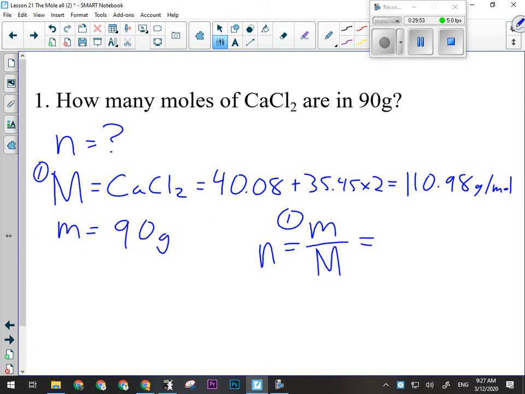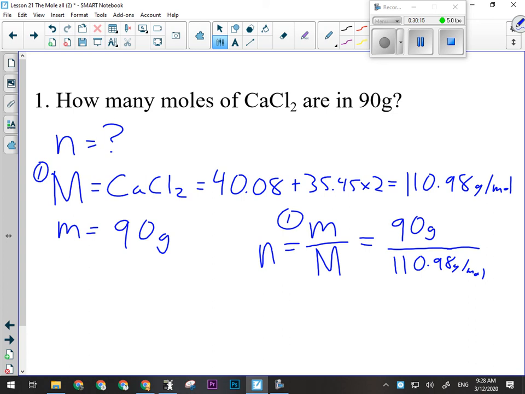Usually at this point, I'll also give you a mark for plugging in the numbers into the correct places. I'm pretty generous with marks, so you definitely want to show your work. So we're going to have 90 grams divided by 110.98 grams per mole. Now you don't always have to write the units in on this part.